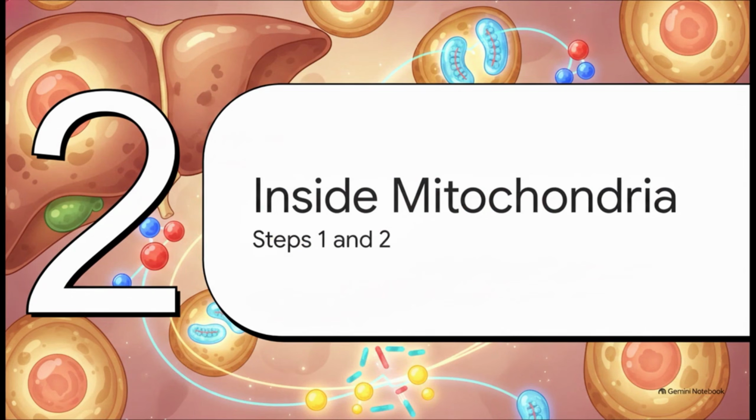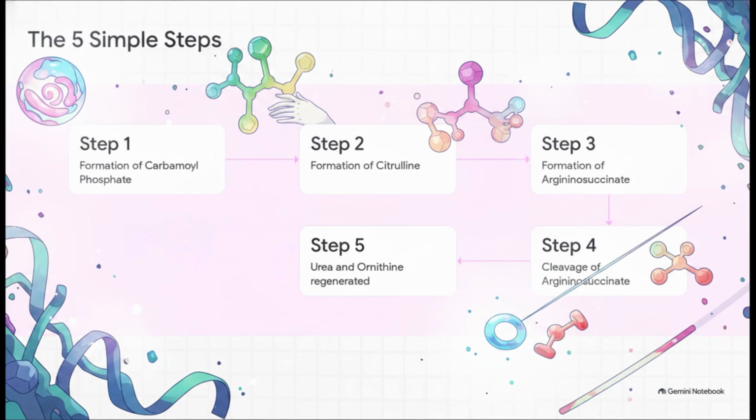Moving on to section 2, inside the mitochondria. Before we get completely lost in the chemical weeds, I want you to see the big picture. Here's a high-level outline of all 5 steps of the cycle. We're going to track our toxic little molecule as it morphs and changes through these 5 exact stages.